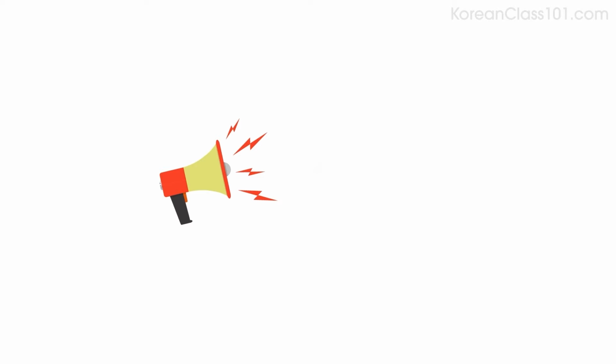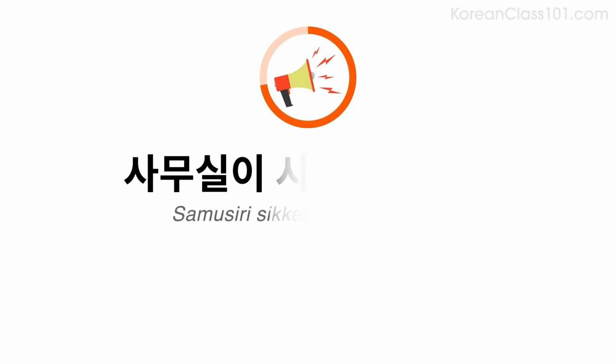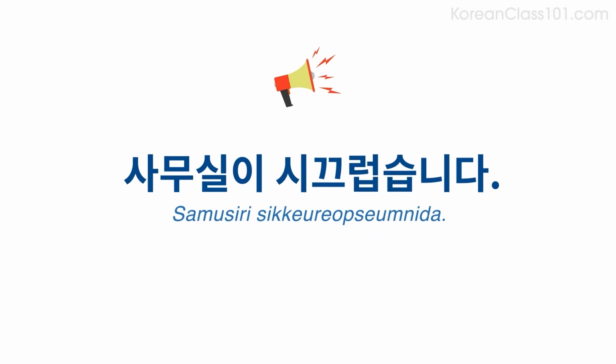Now imagine the office is noisy. Do you remember how to say noisy? 시끄럽다. Say, the office is noisy. 사무실이 시끄럽습니다. Now, answer the question saying the office is noisy. 괜찮아요? 사무실이 시끄럽습니다.